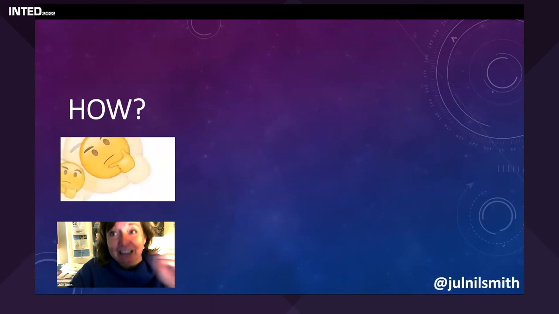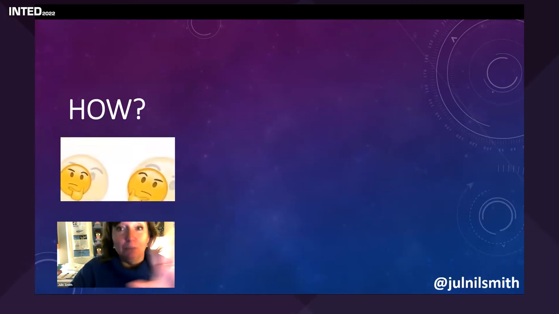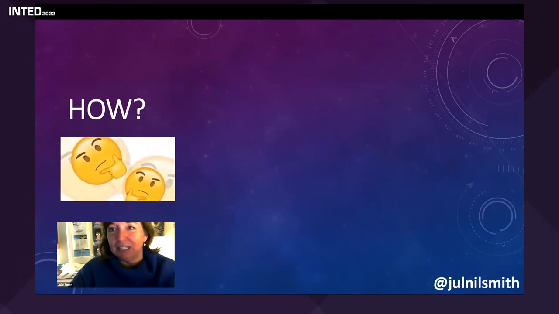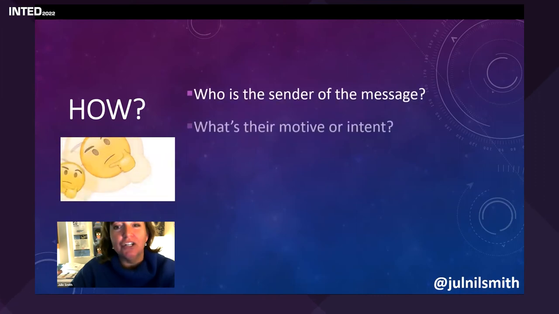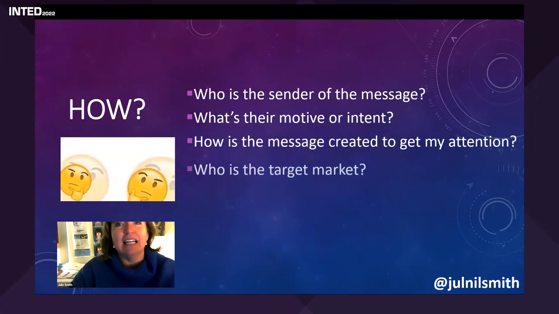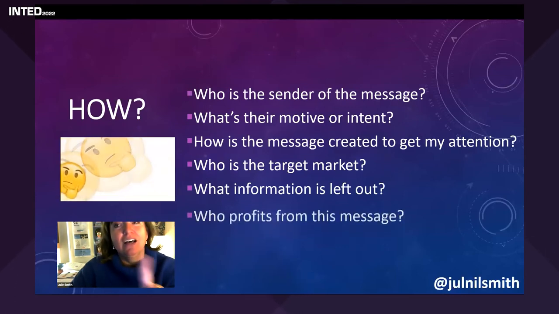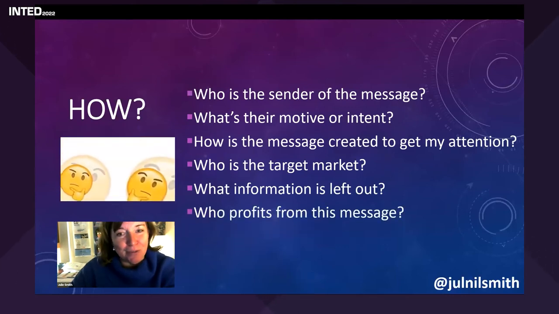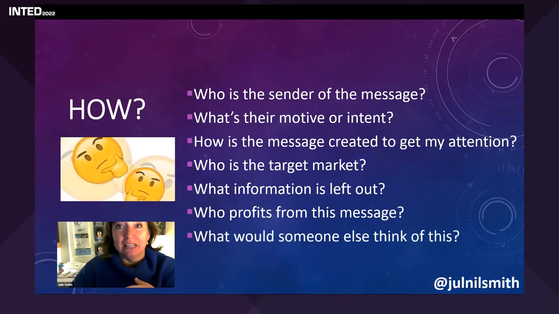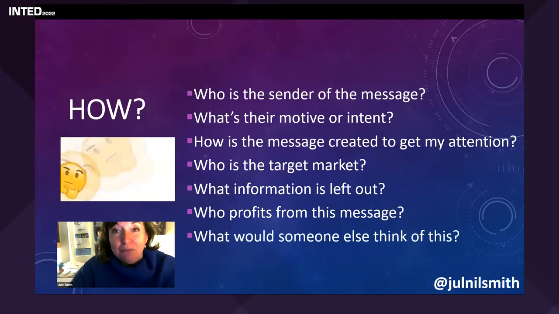Well, every class period, we examine a particular media message, and I'm going to go through these again because I love them so much. Who's the sender? What's their motive? How is it designed? Who's the target market? What information is left out? That's one of my favorites. Along with this one, who profits from this message? And what would someone else think of this? These are the standard media literacy questions.